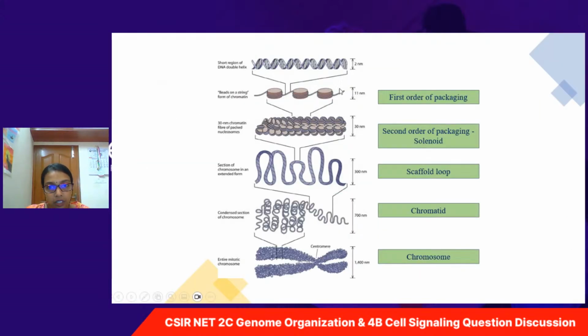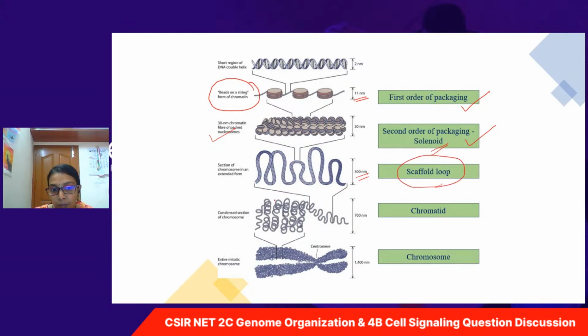So if you look into this packaging, this is your double helical structure of DNA, right? Now, if you take this portion and visualize, you will find the beads on a string form of chromatin, which is around 11 nanometer fiber. So this is considered to be the first order of packaging. Next, you have the 30 nanometer chromatin fiber, which is the second order of packaging, known as the solenoid. And then you have scaffold loops, 300 nanometer, which you call scaffold loops.